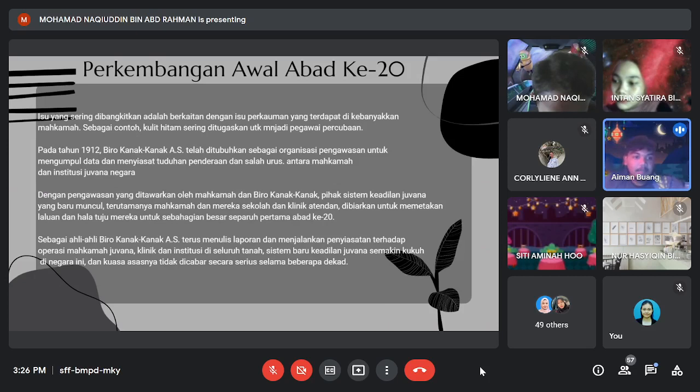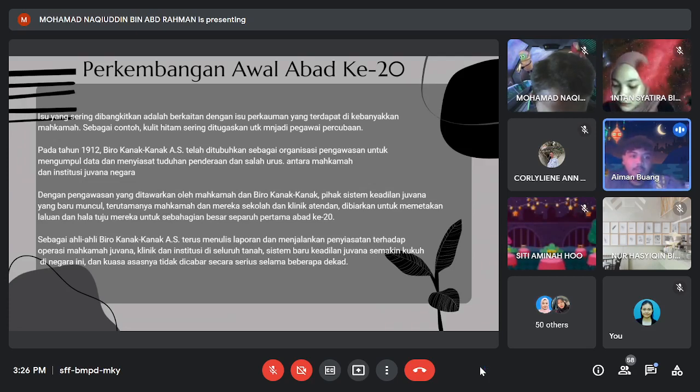Okay, lepas tu pada perkembangan awal abad ke-20, isu yang sering dibangkitkan adalah isu perkauman yang terdapat di kebanyakan mahkamah. Sebagai contoh, kulit hitam sering ditugaskan untuk menjadi pegawai percubaan. Maksudnya the issues that are often raised are related to racial issues found in most courts. Example that black men are often assigned to be a probation officer.